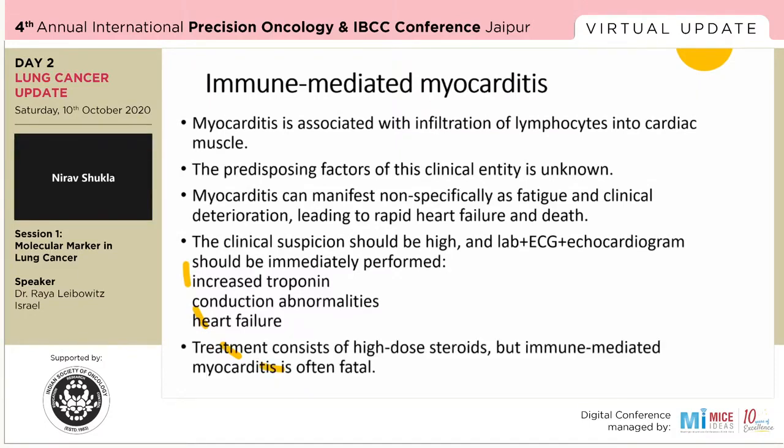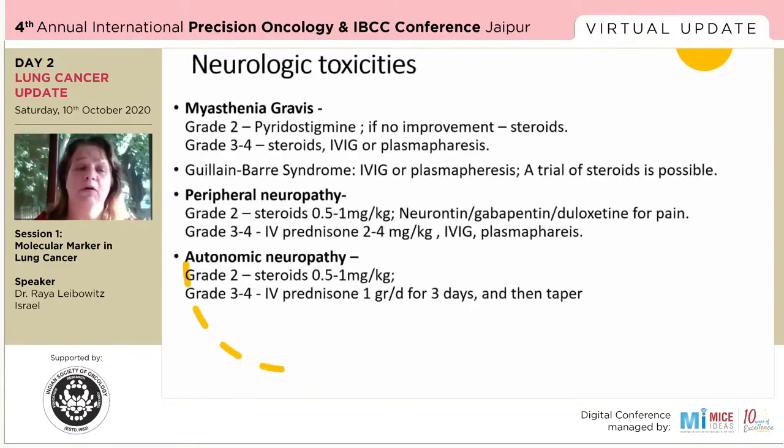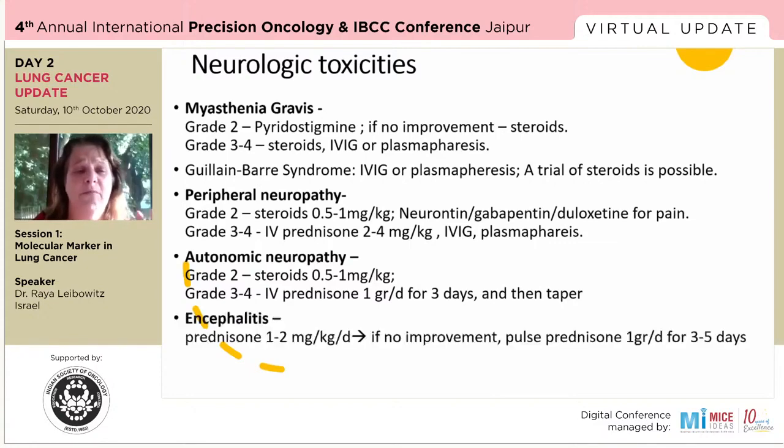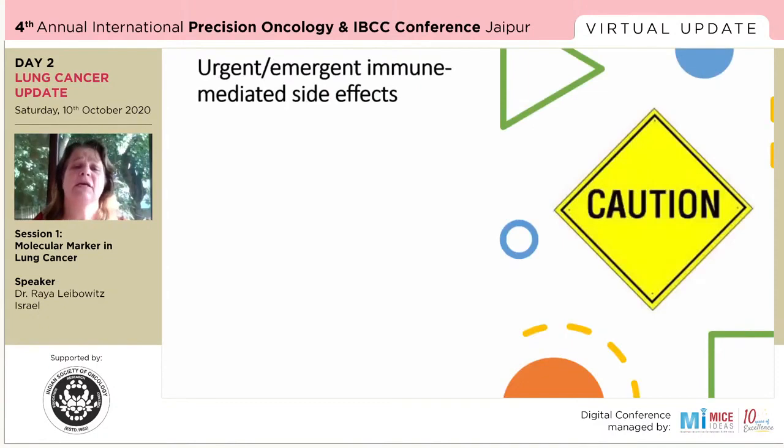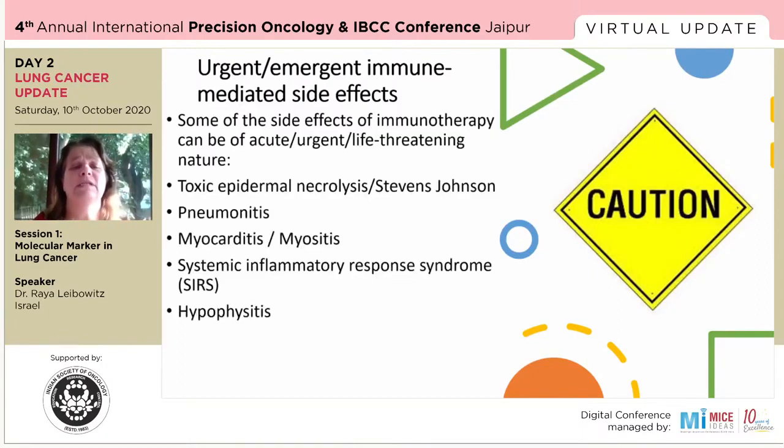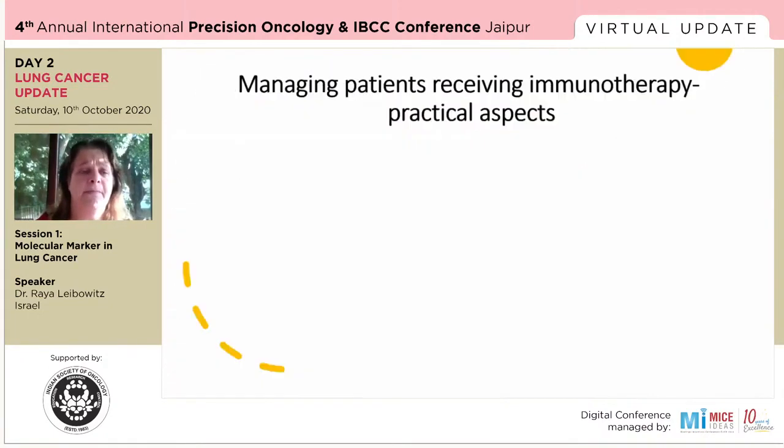Okay, so I'm wrapping up. These are the neurological toxicities. Again, just so you know that they're out there and we should have them in our minds: autonomic neuropathy, encephalitis, peripheral neuropathy, myasthenia gravis. This is just quickly a list of the urgent, emergent immune-mediated side effects. We discussed toxic epidermal necrolysis, pneumonitis, myocarditis and myositis, systemic inflammatory response syndrome, hypophysitis, which can be a medical emergency, adrenal crisis, and encephalitis.